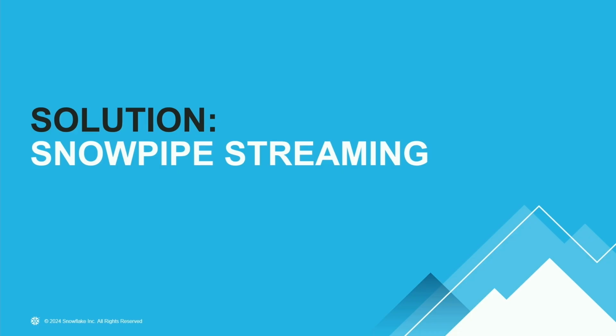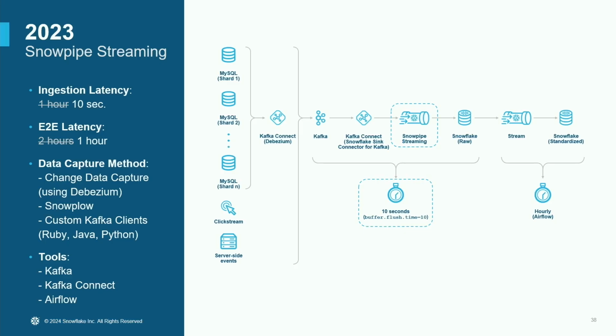But thanks to the constant innovation and push forward by Snowflake, we were able to adopt Snowflake streaming, which reduced our latency without having to increase our costs. Last year, we seamlessly updated our Snowflake Sync Connector configurations and changed the Snowflake ingestion method from Snowpipe to Snowpipe streaming, and also changed our buffer flush time from 1 hour to 10 seconds, which reduced our ingestion latency from 1 hour to 10 seconds, and our end-to-end latency from 2 hours to 1 hour. Even though we reduced the latency of this entire system, we did not increase our costs due to the efficiencies unlocked by Snowpipe streaming that were mentioned earlier.